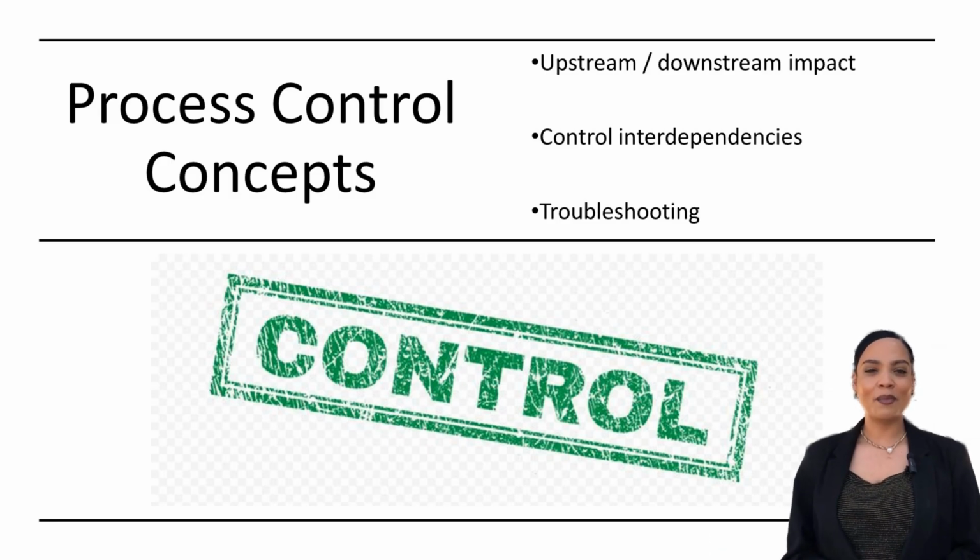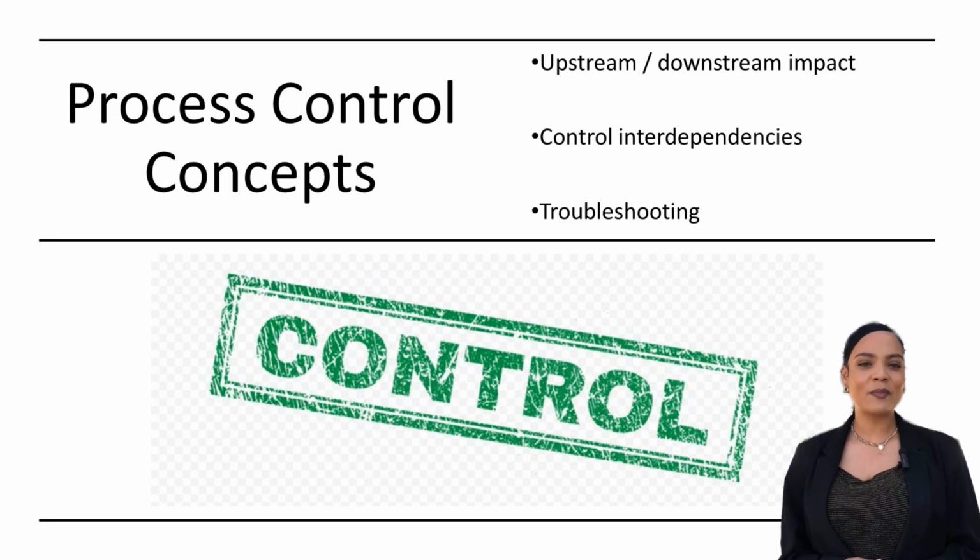When one step in the process fails or changes, it can affect upstream and downstream equipment. Operators must understand these interconnections to manage disruptions and maintain quality and safety. Activity. If the pump fails, how will it affect upstream and downstream?